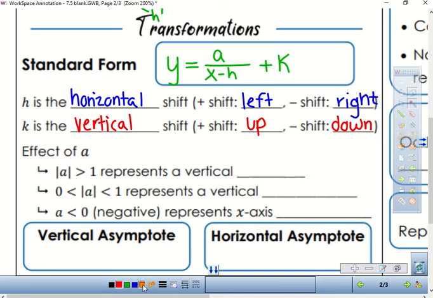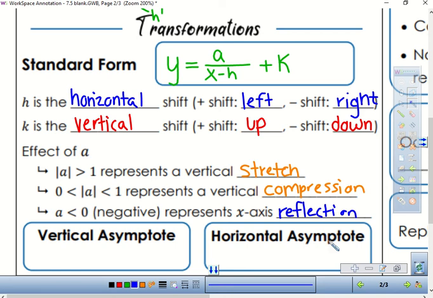And now we're going to talk about the effects of a. A can have 3 different effects. If your a value is greater than 1, it represents a vertical stretch. Good. And if your a value is between 0 and 1, it represents a vertical compression. Of course, we take the absolute value of a, because we don't care about negatives with stretch and compression. And if your a value is less than 0, aka negative, it represents an x-axis reflection, meaning it's reflected over the x-axis.